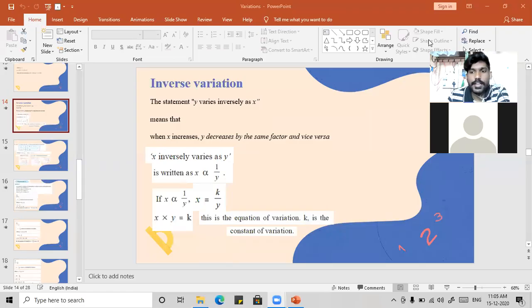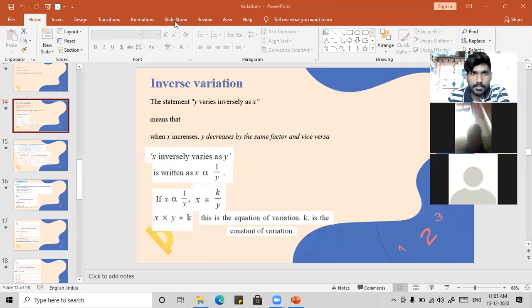Okay, so in our last class, we had started with inverse variation. So we'll revise a little bit of inverse variation and we'll continue with the exercise sums.